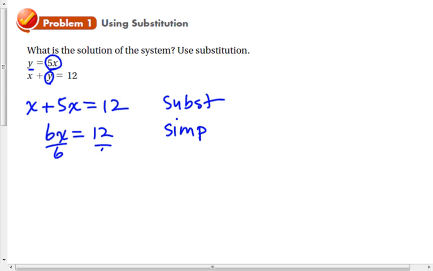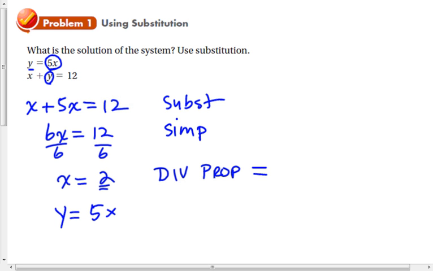Now I'm going to divide both sides by 6. And that gives me 2, and that's the division property of equality. And now that I know that x is 2, I can substitute 2 anywhere I have an x. So I can take this equation here, y equals 5 times x, and just substitute that 2 for the x. And I now know y is equal to 10. So x equals 2, y equals 10 are my solutions.